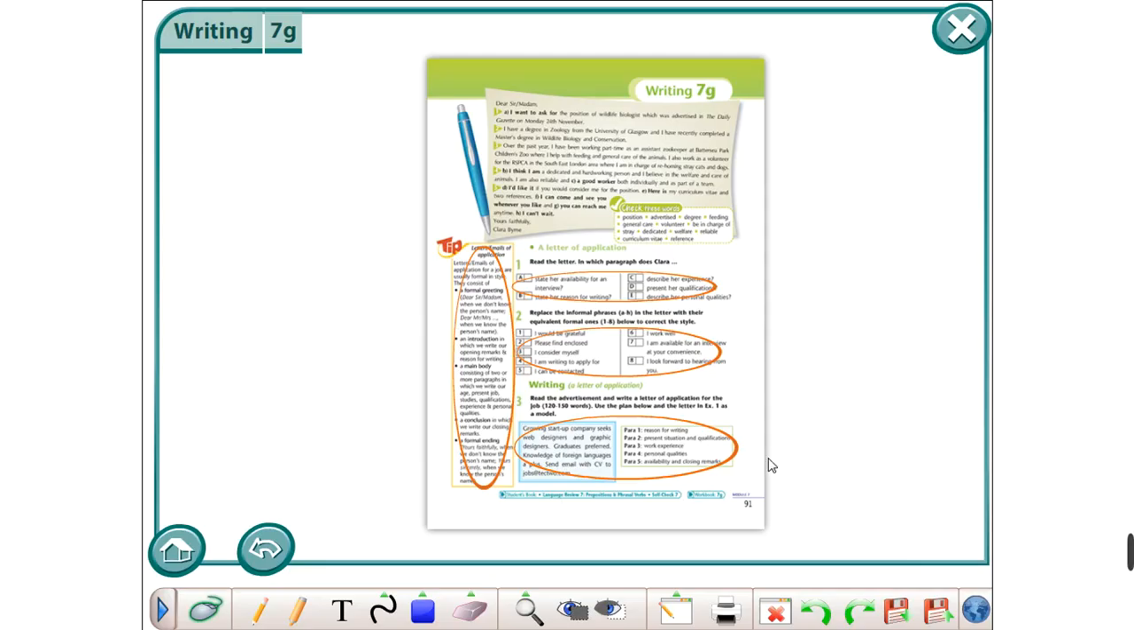So, let's start. Open your books on page 91. First, let's see what is a letter of application.